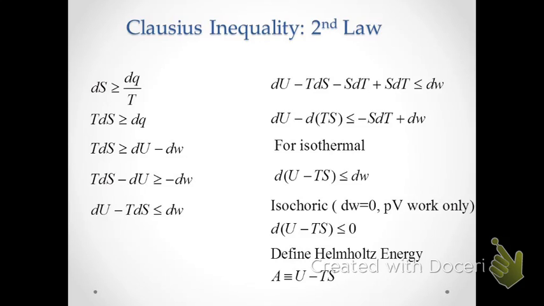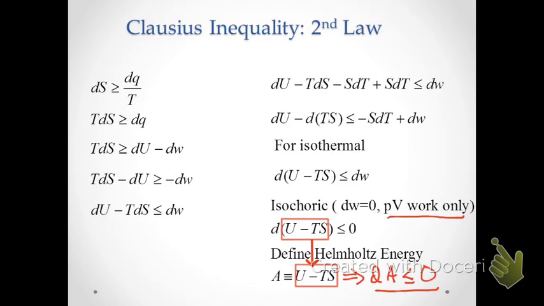So because this is a key expression of the second law of thermodynamics for an isothermal isochoric system, we're going to define this U minus TS as a new function, which is called the Helmholtz energy and given the symbol A. And that means that for an isothermal isochoric process which involves PV work only, dA is less than or equal to 0. So how would we use this?